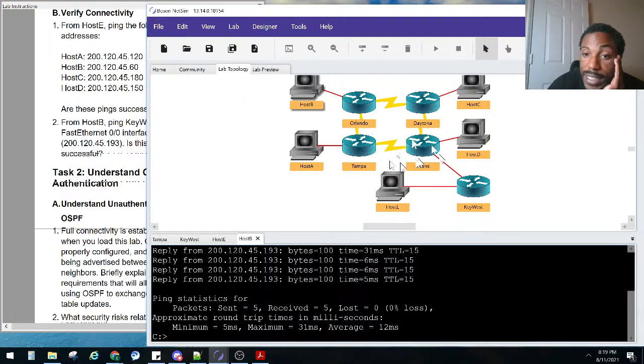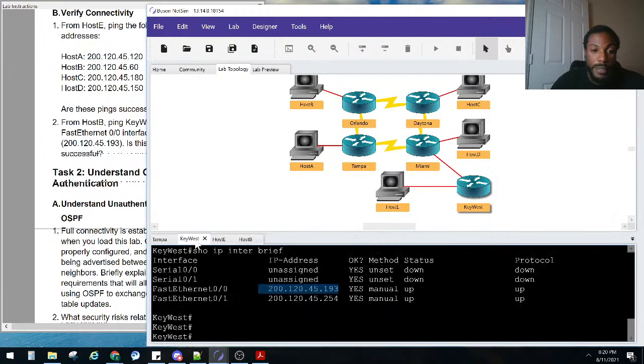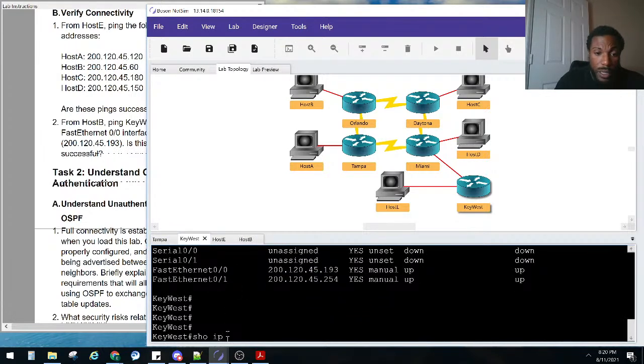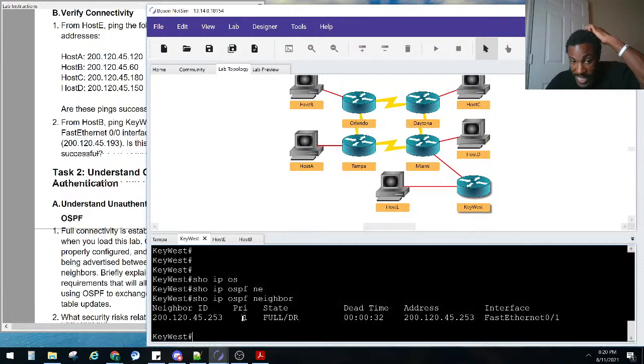So let's concentrate on Miami and Key West, since we love down south, right? We'll go to Key West real quick. We'll do show ip ospf neighbor. We see he's got one neighbor, which is Miami. Miami is the designated router for that network right here. What else do we have here? And we have the router ID for the neighboring router, which is Miami. That's Miami's router ID.